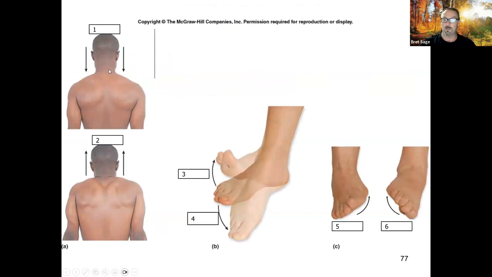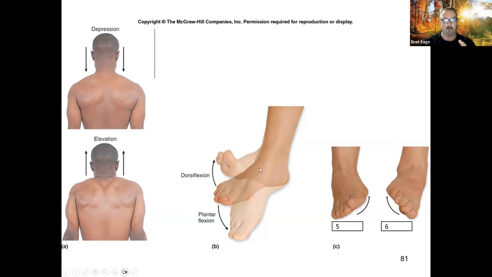Okay, moving your shoulders downward. You guys remember what I said with that? Depression. So you move something downward. Raising your shoulders. What's the opposite of being depressed? Elevated. So raising it up. Lifting your toes up to the sky, dorsiflexion. That's the dorsal surface flexing upward. Plantar flexion, the plantar surface is being flexed.